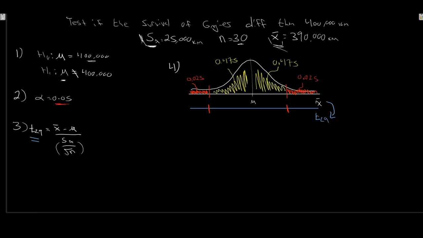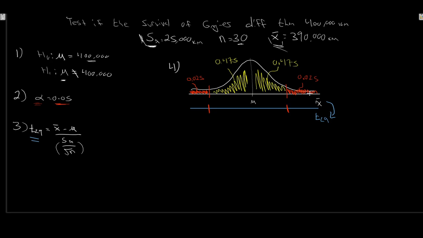But for this, let's jump to our T table and look at it this way. So we'd be going down the left-hand side till we get to 29 degrees of freedom. And in this case, this is where it gets a little bit off, because you're looking at that T table right at the top. It says alpha, and then you find.